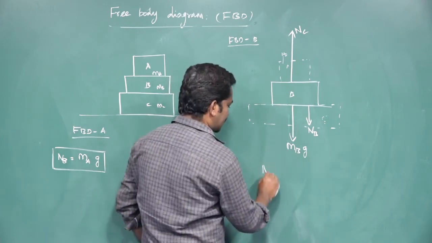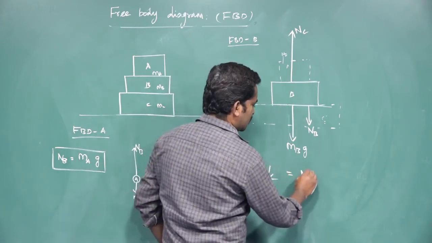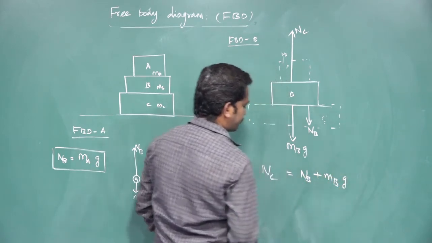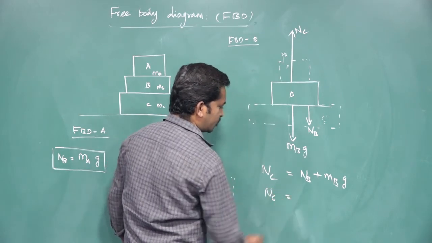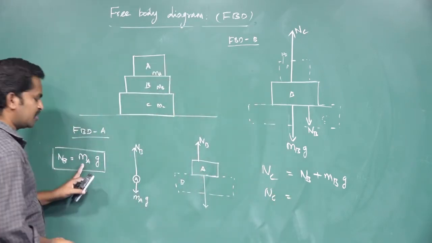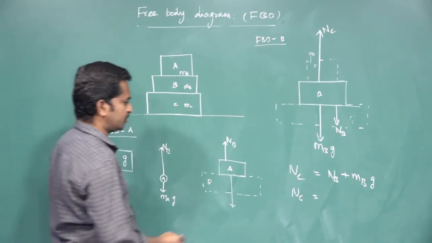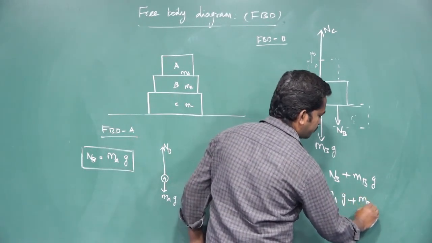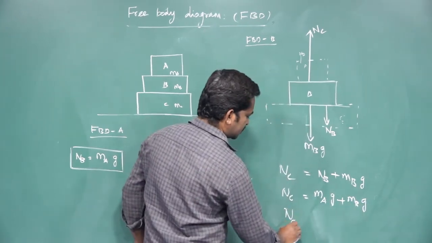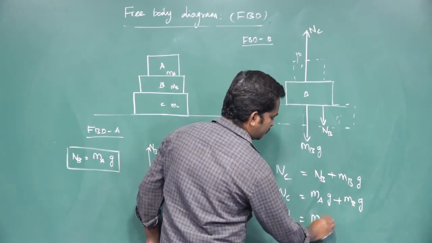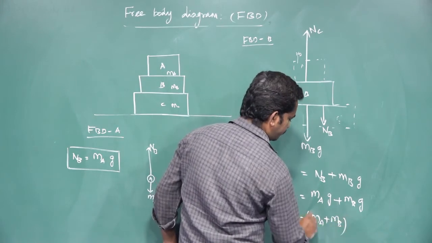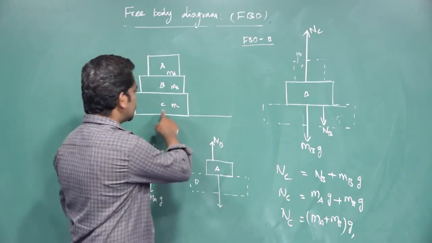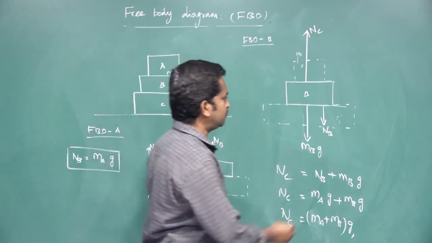So the net force NC is equal to NB plus MBG. So NC is equal to, what is NB? NB is equal to MAG. So NC is equal to MAG plus MBG, which is MA plus MB of G. And next one is block C.